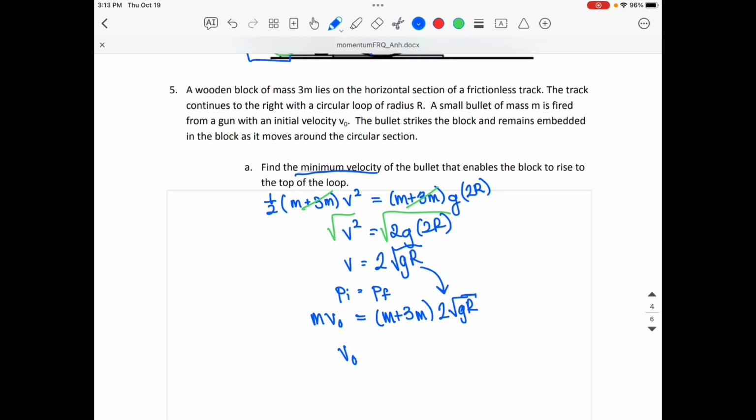I get V naught is equal to 4m over m times 2 root gr. And these end up simplifying down to 8 root gr. So that is the velocity of the bullet to get the bullet-block to the top of the ramp.